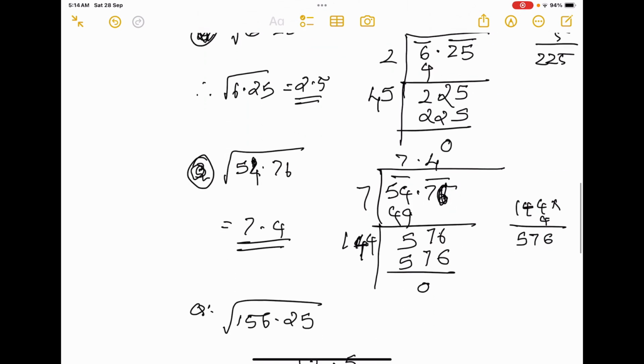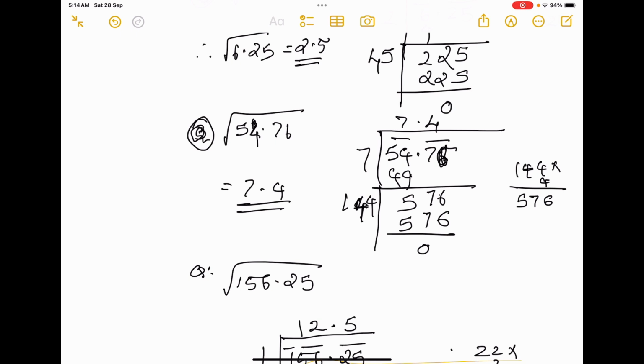Next one, root of 54.76. Group before the decimal from right to left, or from the one's place to the left, so 54 is one group, and after the decimal from left to right, 76 is another group. 54 is not a perfect square. The perfect square just before 54 is 49. The square root of 49 is 7. Then 7 into 7, 49. Subtract 49 from 54, we get 5. Put the decimal in the quotient. Then bring down the group 76.